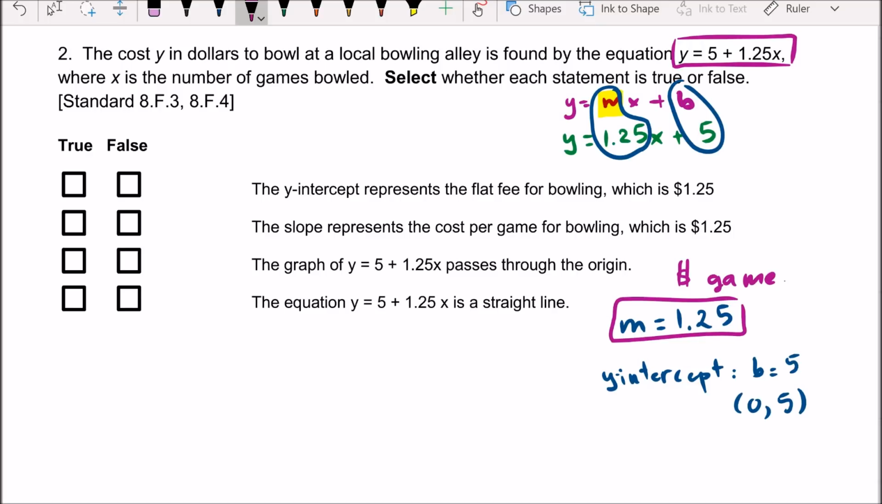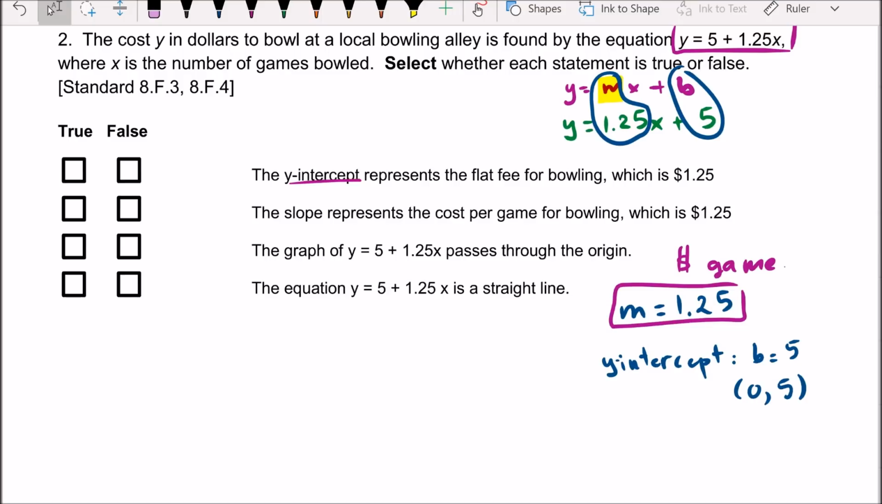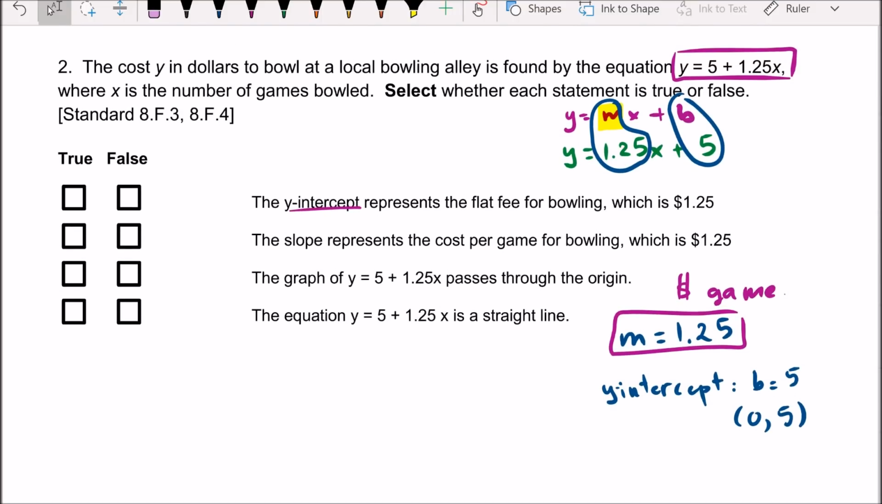So first of all, the statement says the y-intercept represents the flat fee for bowling, which is 1.25. It's not right because we just said that the y-intercept is 5, which means it's $5. So it's a false statement. Second question: the slope represents the cost per game of bowling, which is 1.25, which is true. And we just talked about it. Slope is something increasing consistently. It's $1.25 for each game.